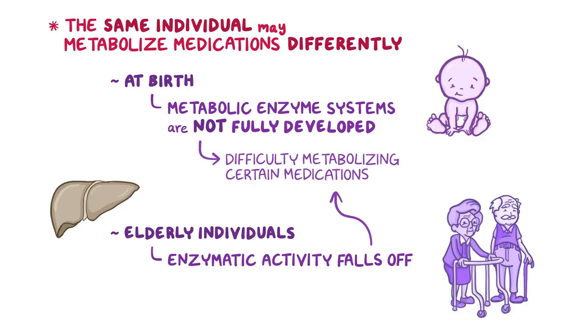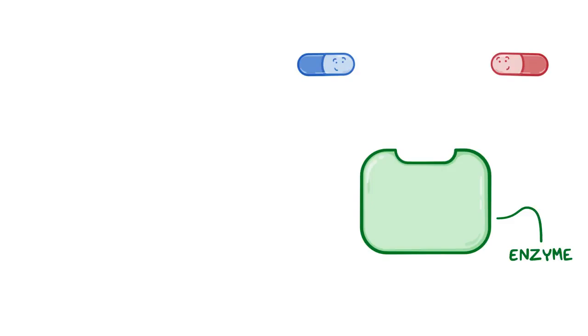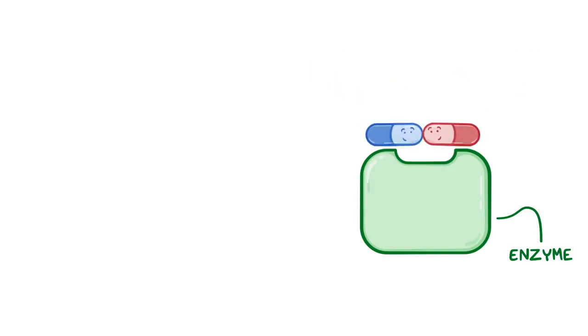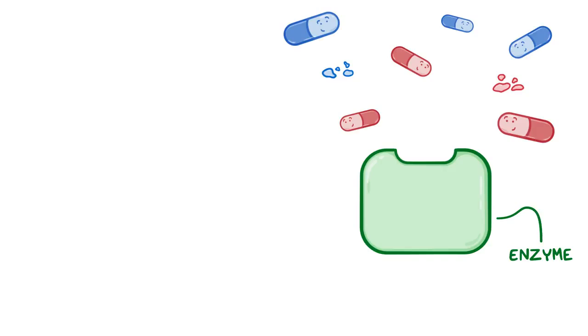Now, there is also an enormous number of interactions between metabolic enzyme systems and the things they break down. So, let's say an individual is given two medications at the same time that are metabolized by the exact same enzyme. That enzyme will have trouble metabolizing both at the same time, so it'll probably take longer to break them both down. And the result will be that one or both of these medications will build up in the bloodstream and have prolonged action.